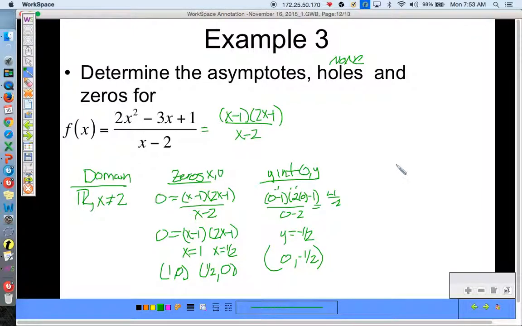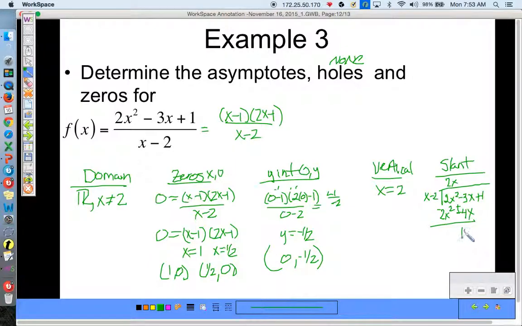Let's see, asymptotes. Vertical is pretty easy at x equals 2. But the horizontal, we'll notice the degree is higher, so this one is a slant. So we have to divide it out. x minus 2 into 2x squared minus 3x plus 1. So x times what gives you 2x squared? Well, that's 2x. So we get 2x squared minus 4x.